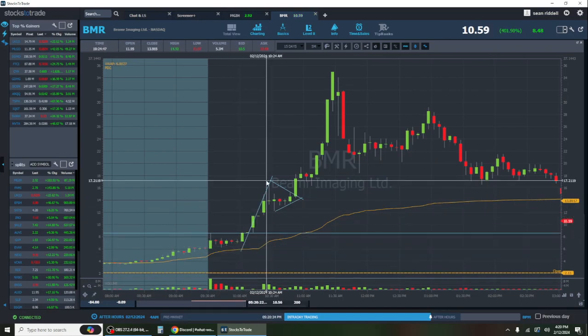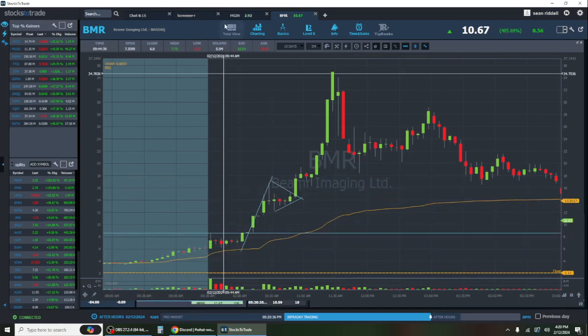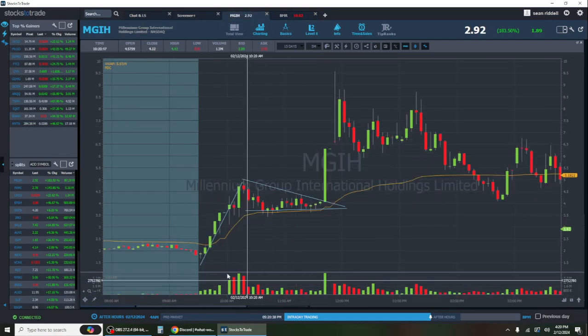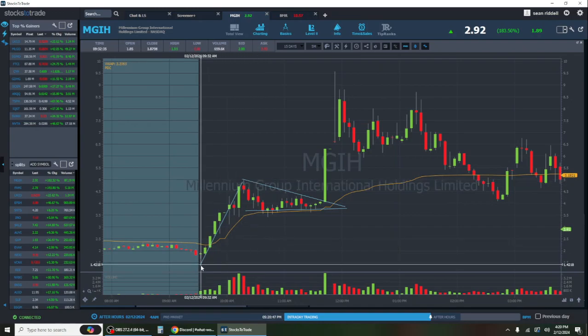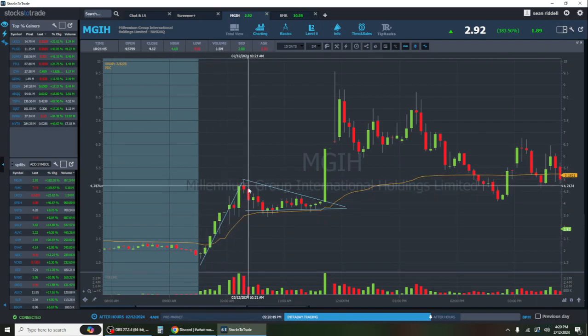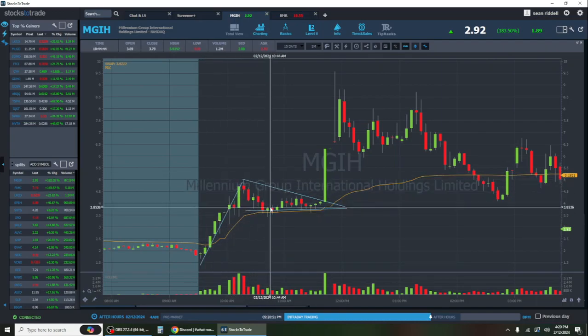Five minutes. First 5 minute candle to make a new high. Whatever. I sent it. That did work. That worked. Once we get a huge spike, pulls back to VWAP. First 5 minute candle to make a new high.